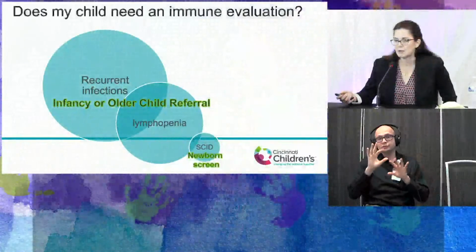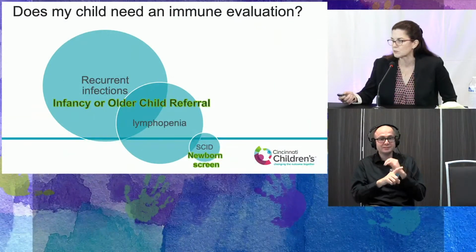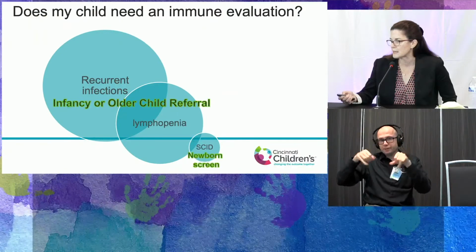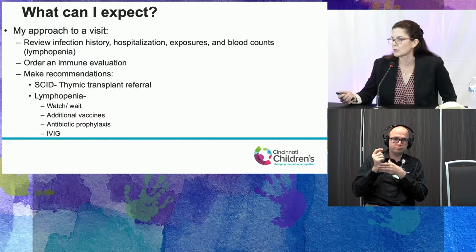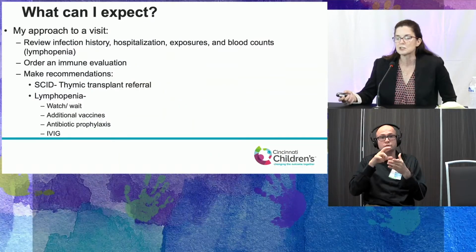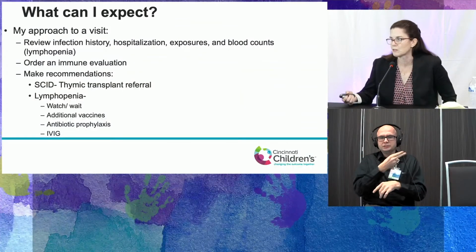If you have either recurrent infections or your pediatrician or inpatient team notices that you have low numbers of lymphocytes, they may ask for a referral to an allergist or an immunologist, and that's when I would get involved. And what can you expect as a parent? So my approach to a visit is the following. First, we review the infection history. We ask about hospitalization. So in other words, how serious are those infections?